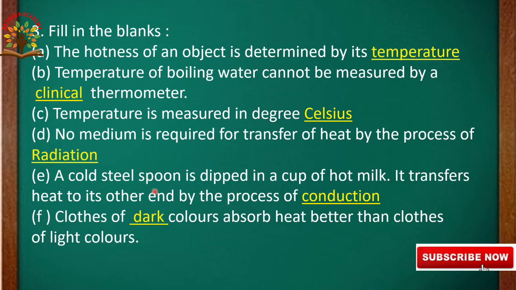A cold steel spoon is dipped in a cup of hot milk. It transfers heat to its other end by the process of conduction. Conduction is nothing but transfer in the presence of solids. Here the steel spoon is nothing but a solid. So that's why it transfers heat to the other end by the process of conduction. Clothes of dark color absorb heat better than the clothes of light colors. Next question.